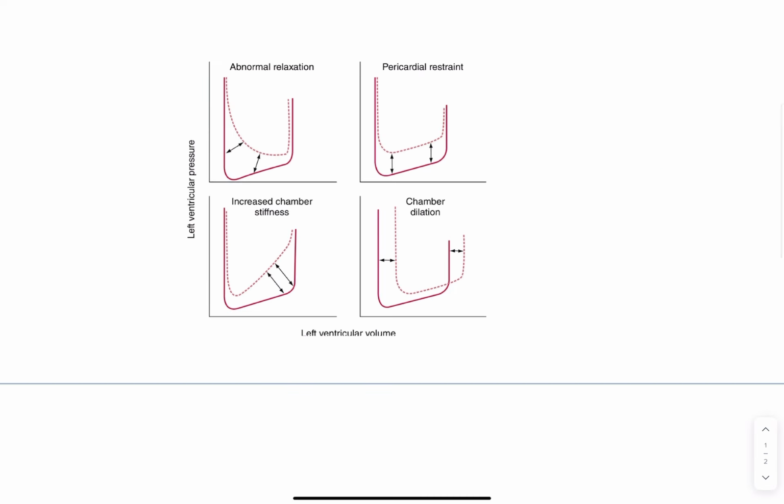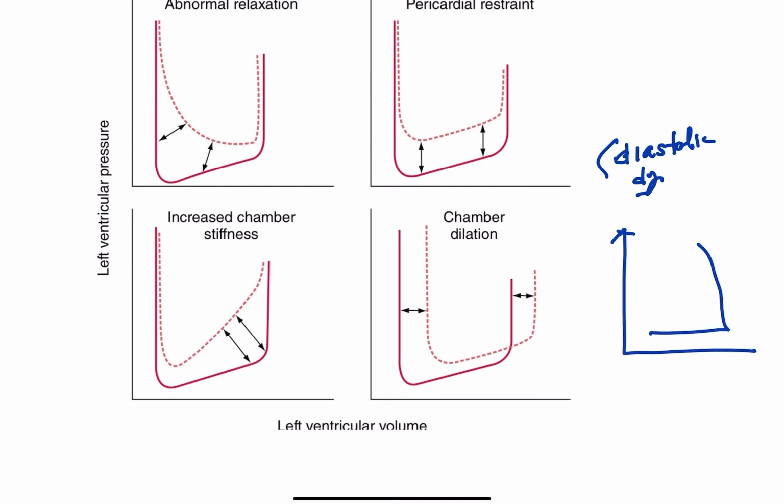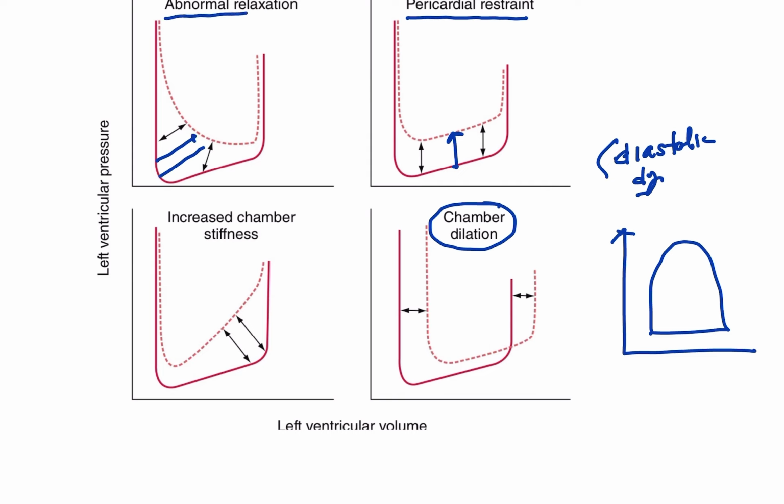On the other hand, if we want to see diastolic dysfunction, it can be due to several reasons. This is the normal PV curve, but you can see the dotted one is abnormal. If there is a problem and shifting like that, it is because of chamber dilation. And if there is shifting upward like this of the ventricular filling, it is pericardial restraint. If there is a shift on the left side upward like that, it is abnormal relaxation. And if there is increased chamber stiffness, this will be the shifting of the PV curve.